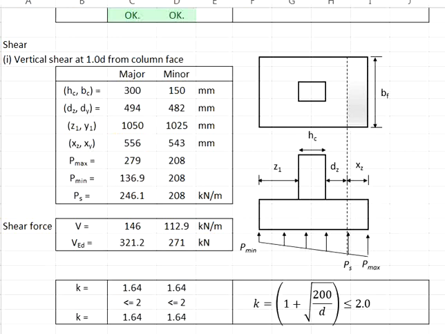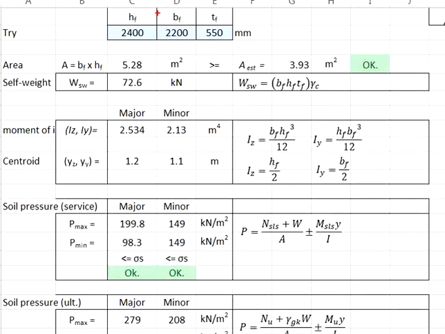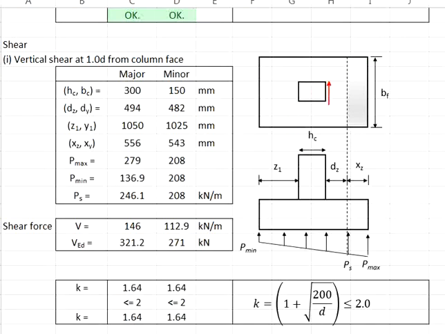You will do the same for the minor axis. Take the width of the pad footing, which is 2.2 meter, minus the width of the column, which is 150 mm, divided by 2, you get your y1, minus the effective depth. Now you get your xy, which is equal to 543 mm.